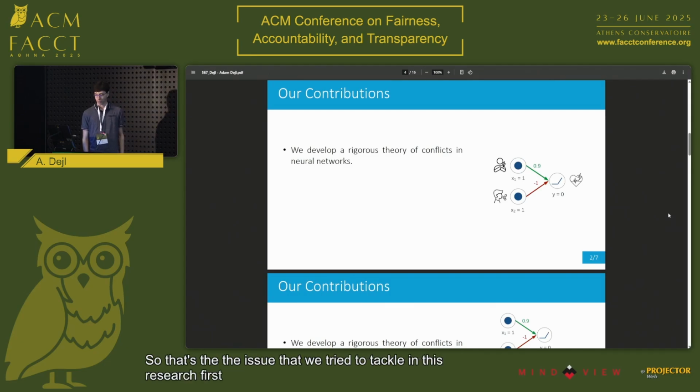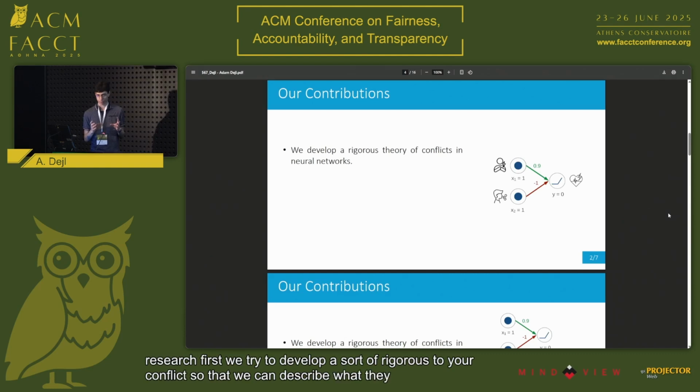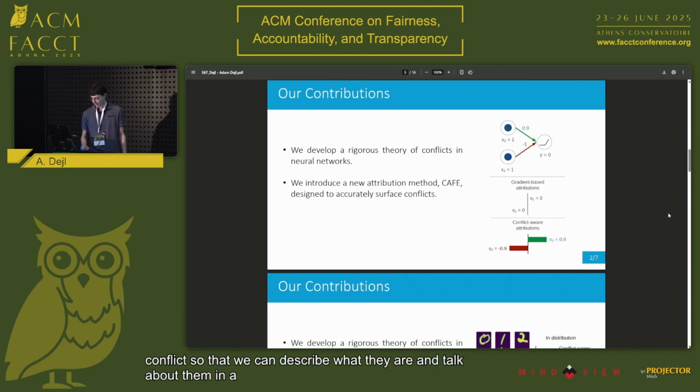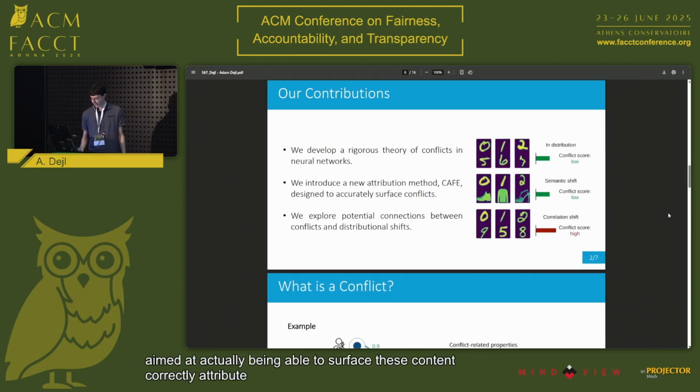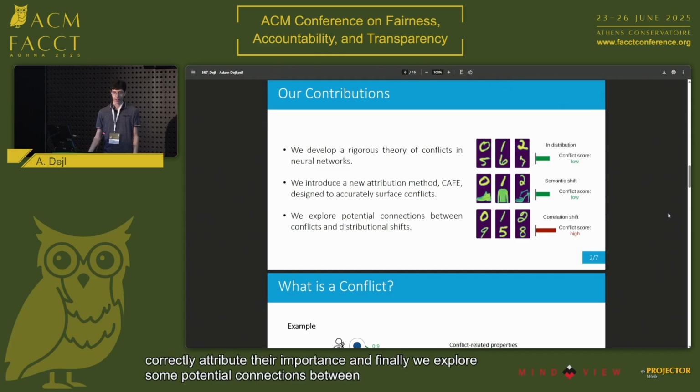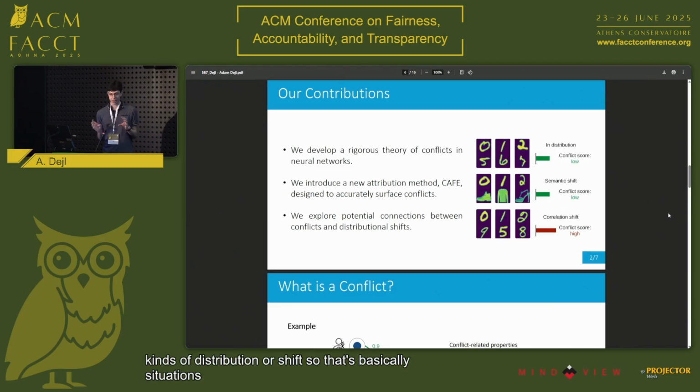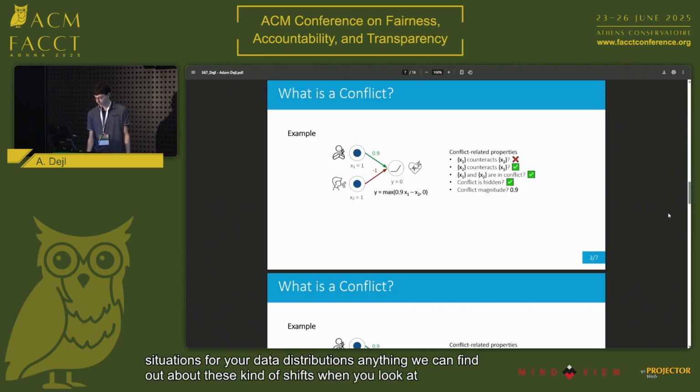First, we try to develop a rigorous theory of conflict so that we can describe what they are and talk about them in a principled way. Then we introduce a new feature attribution method, which is aimed at actually being able to surface these conflicts and correctly attribute their importance. And finally, we explore some potential connections between conflicts and different kinds of distributional shifts. So that's basically situations where your data distribution suddenly changes, and whether there's anything we can find out about these kind of shifts when you look at the conflicts.